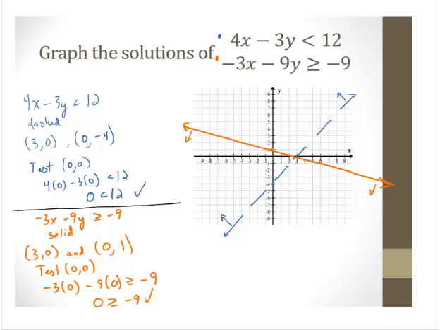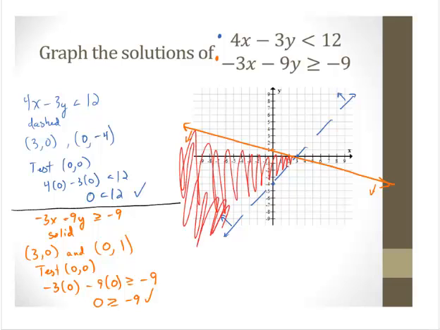Now I've taken into account each of the inequalities, but I actually only shade the region that satisfies both of these. So I need to be above the blue line and below the orange line, and so I would shade this region as such. So there's the region that satisfies both inequalities, and that's the graphical solution of the system.